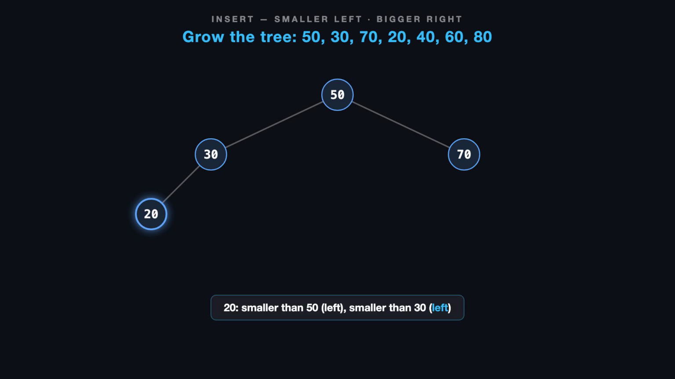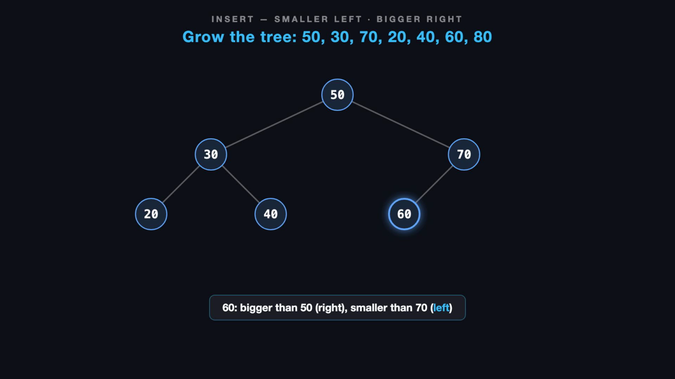20 comes next. Smaller than 50, go left to 30. Smaller than 30, so go left again. 20 lands below 30. 40. Smaller than 50, go left to 30. But 40 is bigger than 30, so this time we go right. 40 settles there. 60. Bigger than 50, go right to 70.